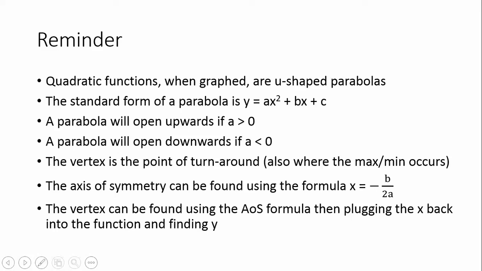The vertex is the point of turnaround, and it's also where the max or the min occurs. The axis of symmetry can be found using the formula x equals negative b over 2a, if we can't tell where it is on a graph or we don't have the graph. We can also use that axis of symmetry to help us find the vertex, because the axis of symmetry is the x value of the vertex. We can just plug that back into the function to find the y.